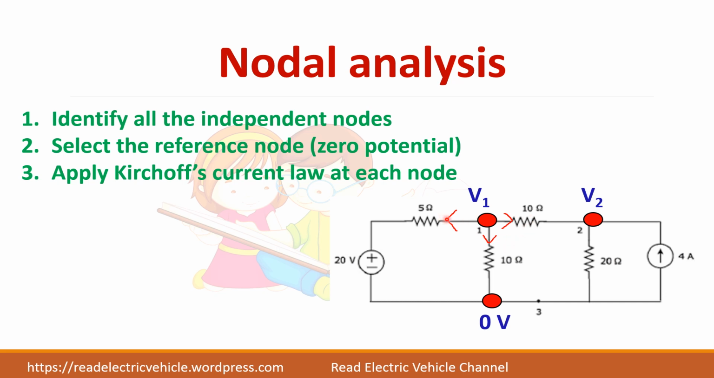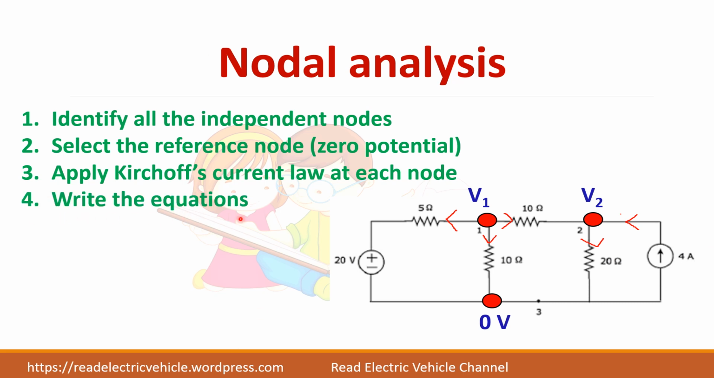Whenever you have a voltage source, or if the resistor is connected to the reference node, you can mark the direction like this. That is, the current is leaving the particular node. If you take this node 2, here you have a current source, so the arrow is already given. So this 4 amps is entering the node, whereas this resistor, I have taken it as going out of the node.